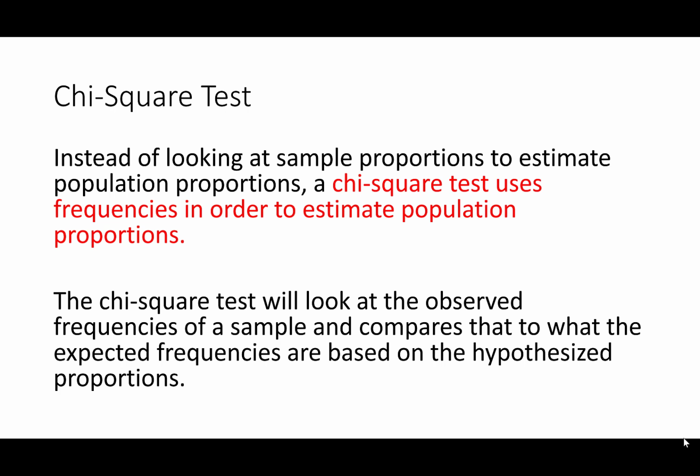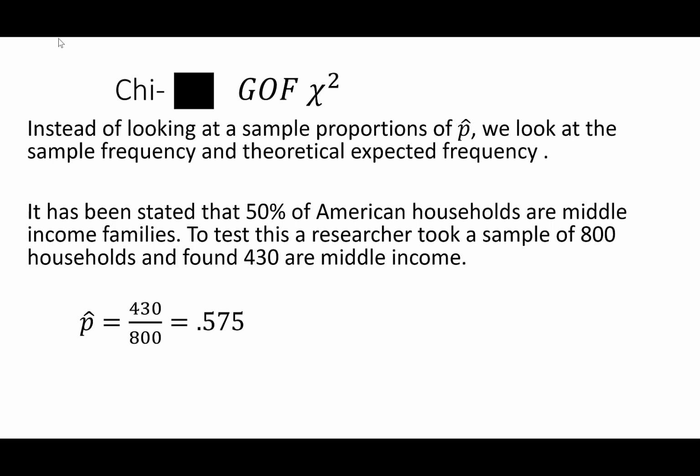This chi-square test is going to look at two different types of frequencies. One that we'll call observed frequencies or sample frequencies, and the other which we'll call expected frequencies. And these will be expected frequencies based on some hypothesized proportion. Let's see an example. It has been stated that roughly 50% of American households are considered middle-income families. To test this, a researcher took a sample of 800 households and found 430 are middle income.